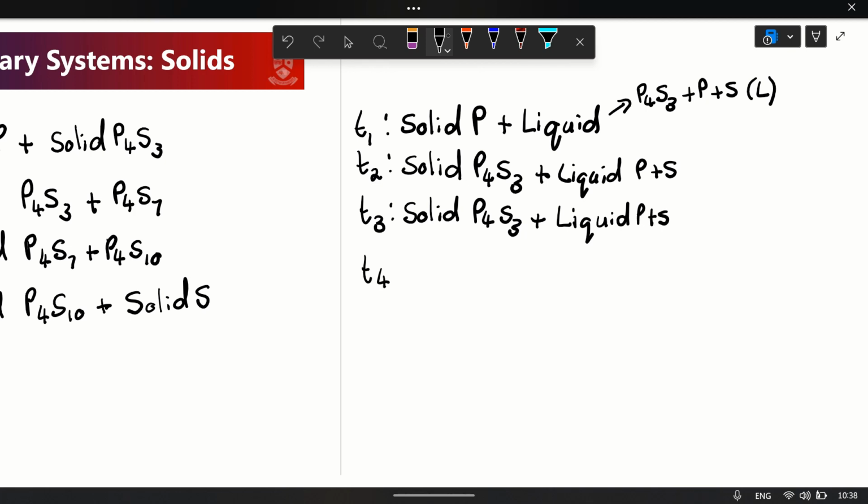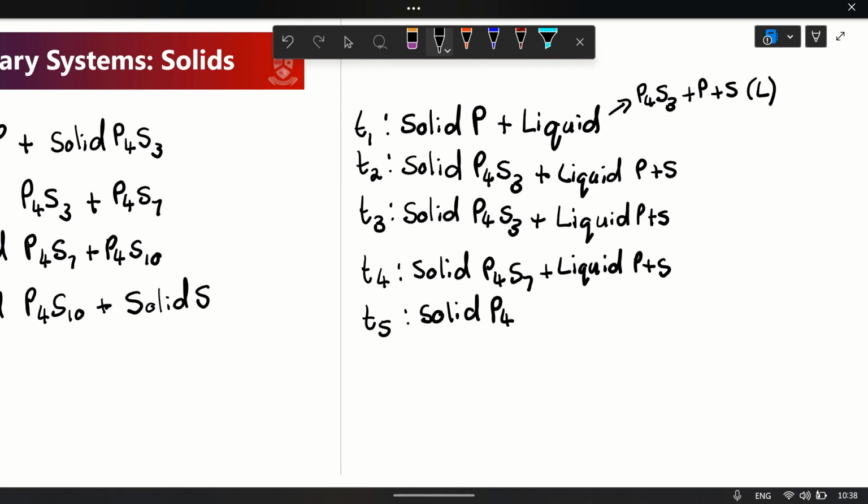Okay, T4 is going to be to the left of our second binary compound. You sort of see the pattern, so I don't want to page back the same way all the time. We're just going to write it quickly and then we'll go back and explain it.